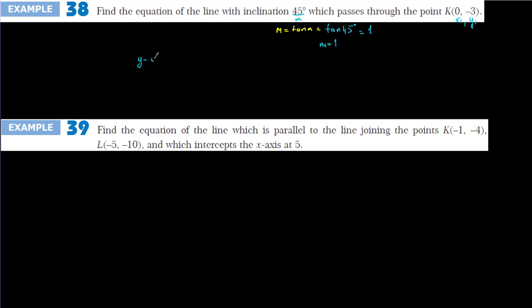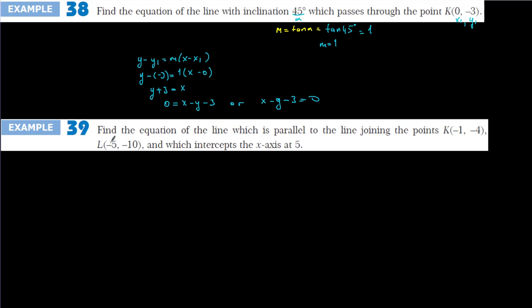And y minus y1 is equal to m times (x minus x1) was the formula, which gives y minus (minus 3) is equal to 1 times (x minus x1), which is y plus 3 is equal to 1 times x. And if we get all the terms to one side, 0 is equal to x minus y minus 3, or x minus y minus 3 is equal to 0, we can say.